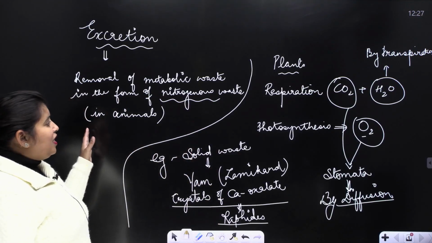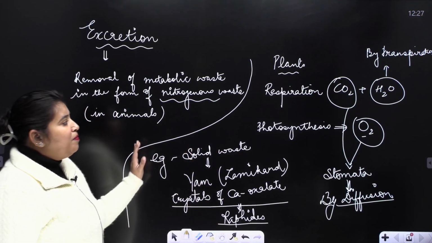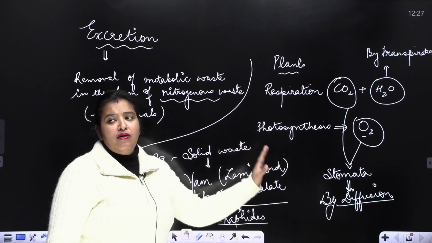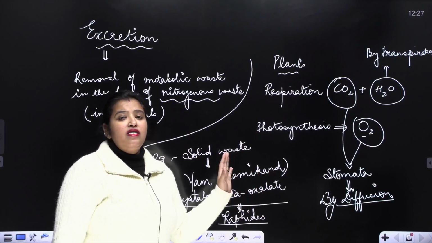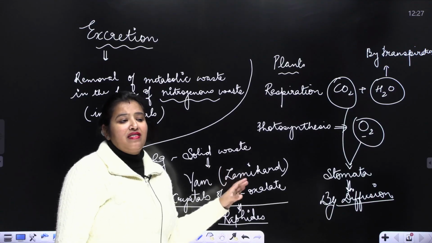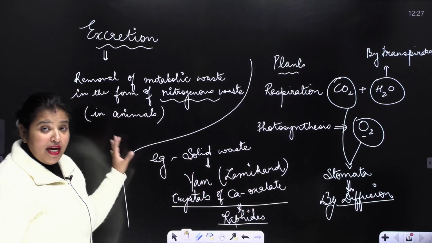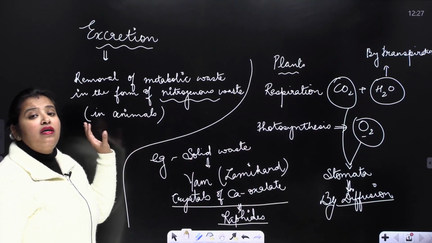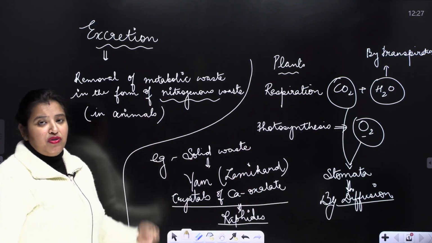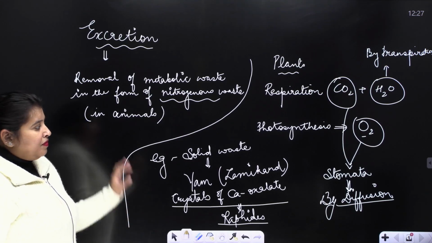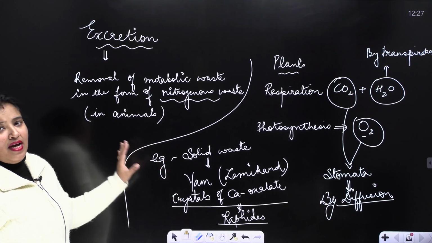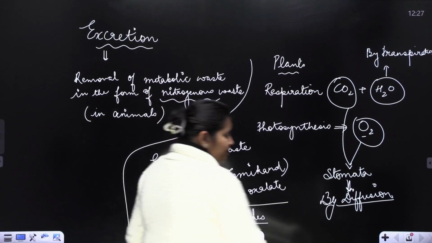So you have to very clearly understand that the plant body, for the removal of the waste, does not need any kind of particular excretory system. But in case of animals, where it is a nitrogenous waste, a particular excretory system is required, which we will look into in detail. So the basic idea about plants and animals is this.